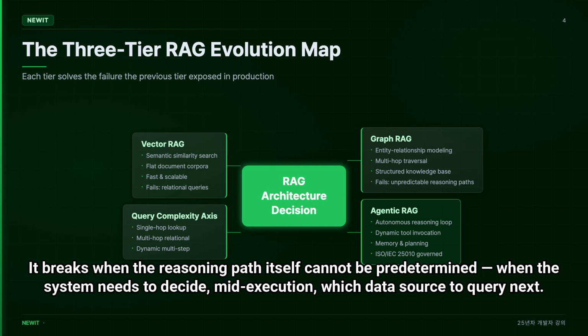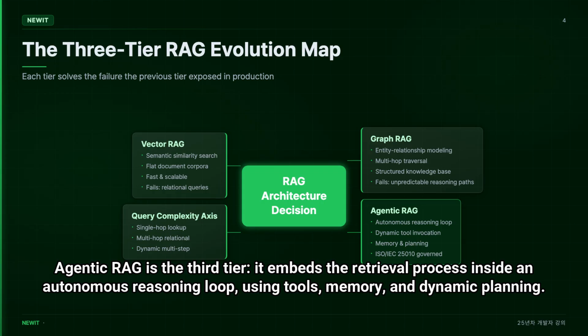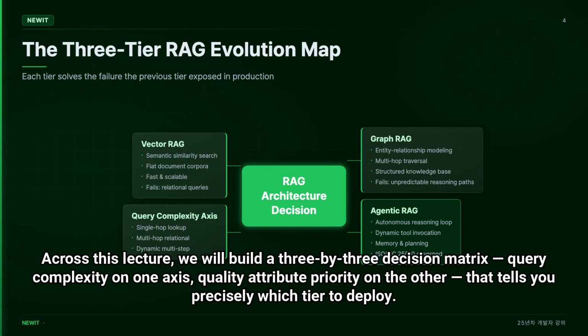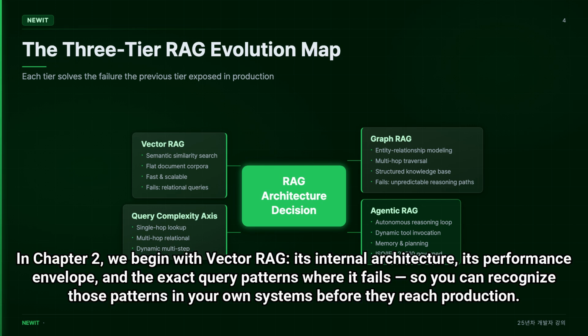It breaks when the reasoning path itself cannot be predetermined, when the system needs to decide, in mid-execution, which data source to query next. Agentic RAG is the third tier. It embeds the retrieval process inside an autonomous reasoning loop, using tools, memory, and dynamic planning. Each tier is not a replacement for the previous one. It is a contextual upgrade triggered by a specific class of query complexity. Across this lecture, we will build a 3x3 decision matrix, query complexity on one axis, quality attribute priority on the other, that tells you precisely which tier to deploy. In Chapter 2, we begin with vector RAG.